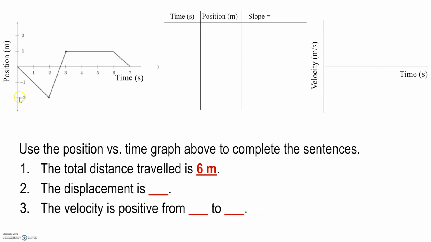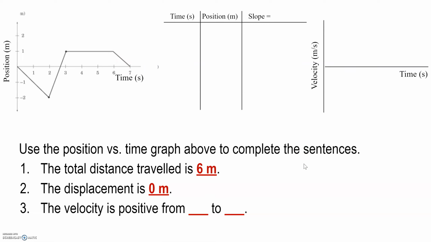It goes down 2 between 1 and 2 seconds, goes up 3 between 2 and 3 seconds, which makes a total of 5 meters, and then it goes down 1 position between 6 and 7. Total distance is 6. Displacement is the change in position, so basically comparing your initial and final positions. My initial position is at 0 meters and my final position is also at 0 meters. So displacement is going to be 0.